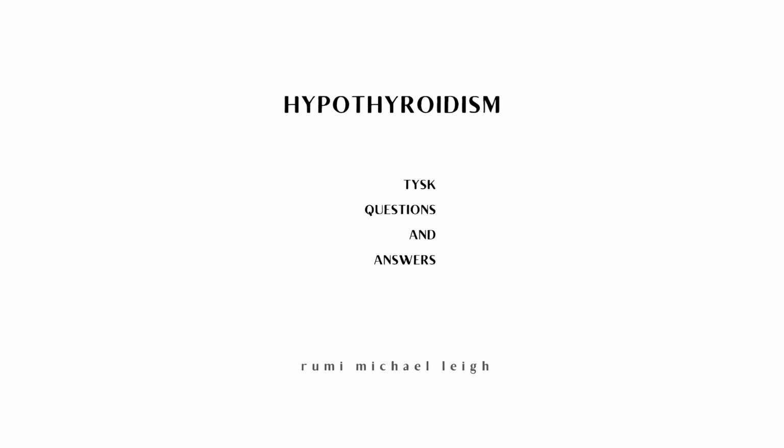4. Could Addison's disease be a risk factor for hypothyroidism? Yes, Addison's disease could be a risk factor for hypothyroidism. 5. What is Addison's disease? Addison's disease is adrenal insufficiency.